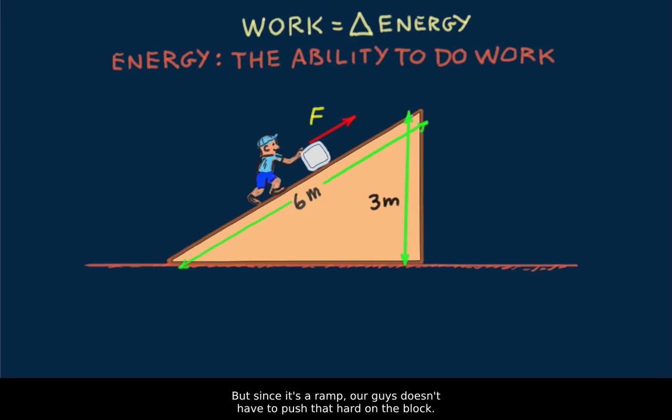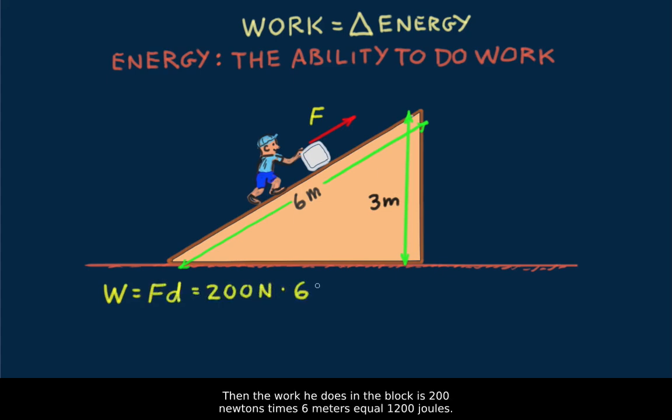But since it's a ramp, our guy doesn't have to push that hard on the block. He finds a force of 200 newtons does the job. So he pushes the block a distance of 6 meters to the top of the ramp. Then the work he does on the block is 200 newtons times 6 meters equals 1,200 joules.